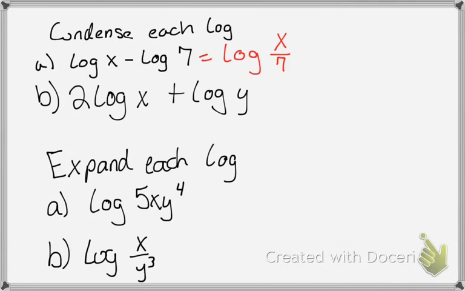Now on my second one, it's a little bit more complex because I have two items here. The first, I'm only allowed one logarithm, and I know that a plus sign means I'm going to be multiplying these two with a product. The second is I have a 2 in front of my log of x. So that's going to tell me my x is going to be squared. So I'm going to have log of x squared times y.